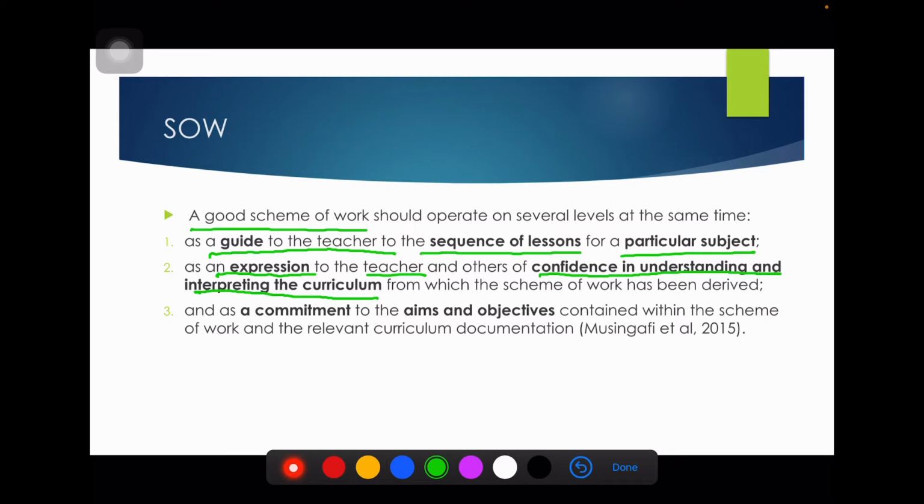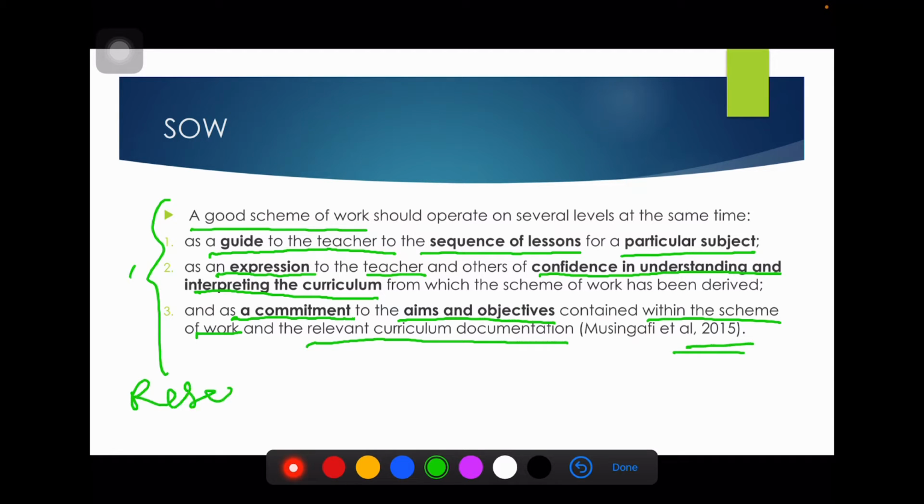It is considered a good scheme of work if it is a commitment to the aims and objectives contained within the scheme of work and the relevant curriculum documentation, according to Musin Kafi et al. 2015. This is actually from a research for the definition of scheme of work.